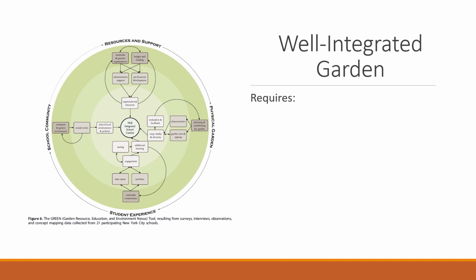Designed with school gardens in mind, the green tool illustrates a well-integrated garden. It encompasses 19 different components or boxes with arrows indicating direction and shaded rings indicating level of integration. This tool can be found on the companion resource sheet for the video. There are 4 domains that enable integration and eventual sustainability within garden programming.